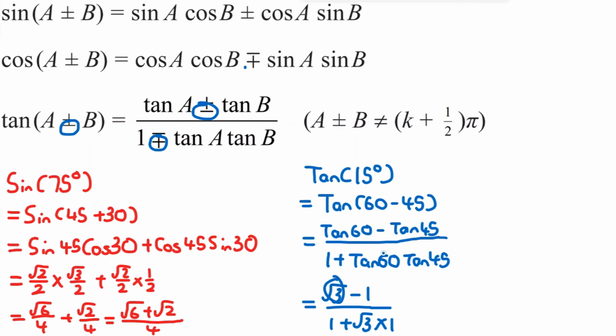Tan 60 is root 3, tan 45 is 1, and then tan 60 tan 45 is root 3 times 1, and we can just simplify this to root 3. So tan of 15 degrees is root 3 minus 1 over 1 plus root 3.